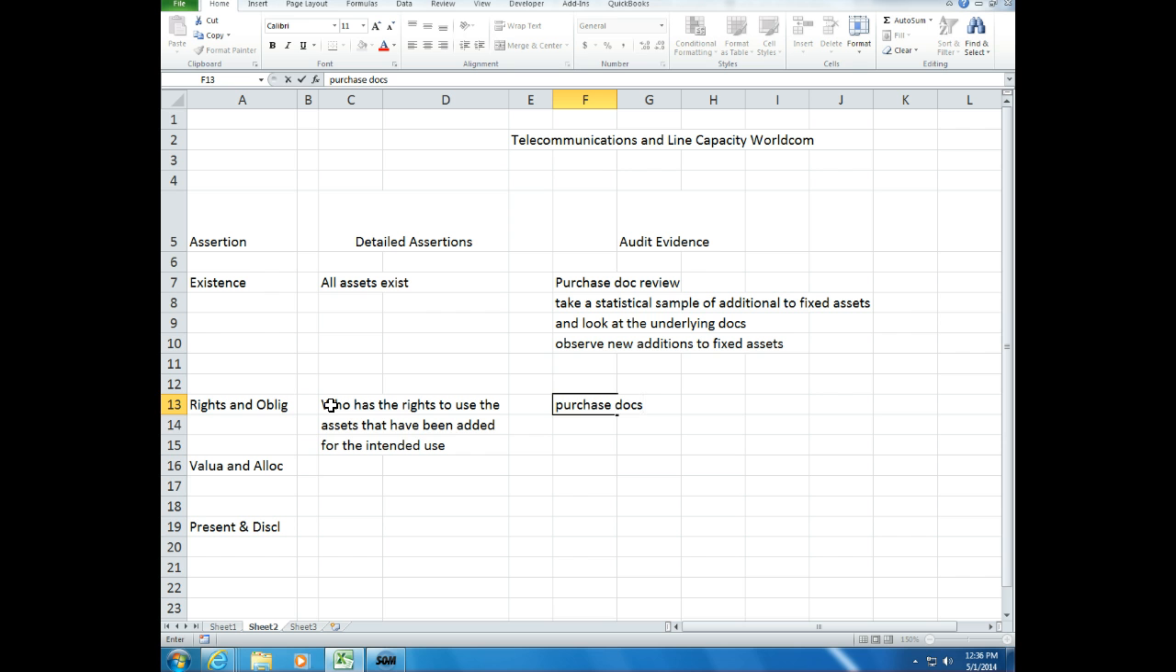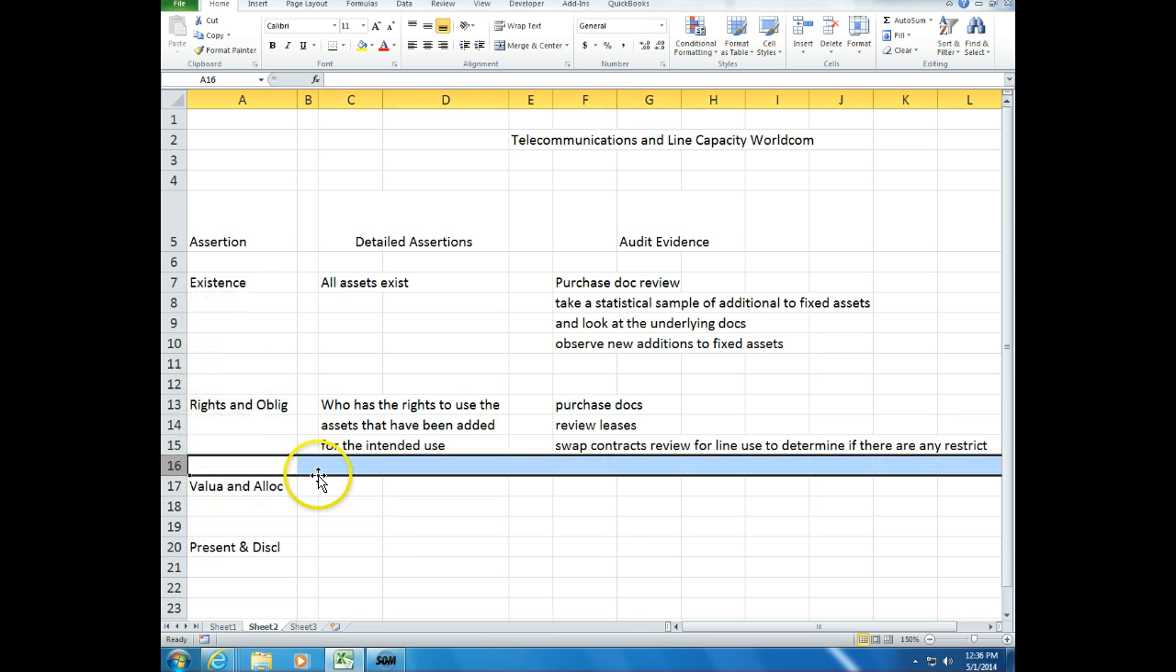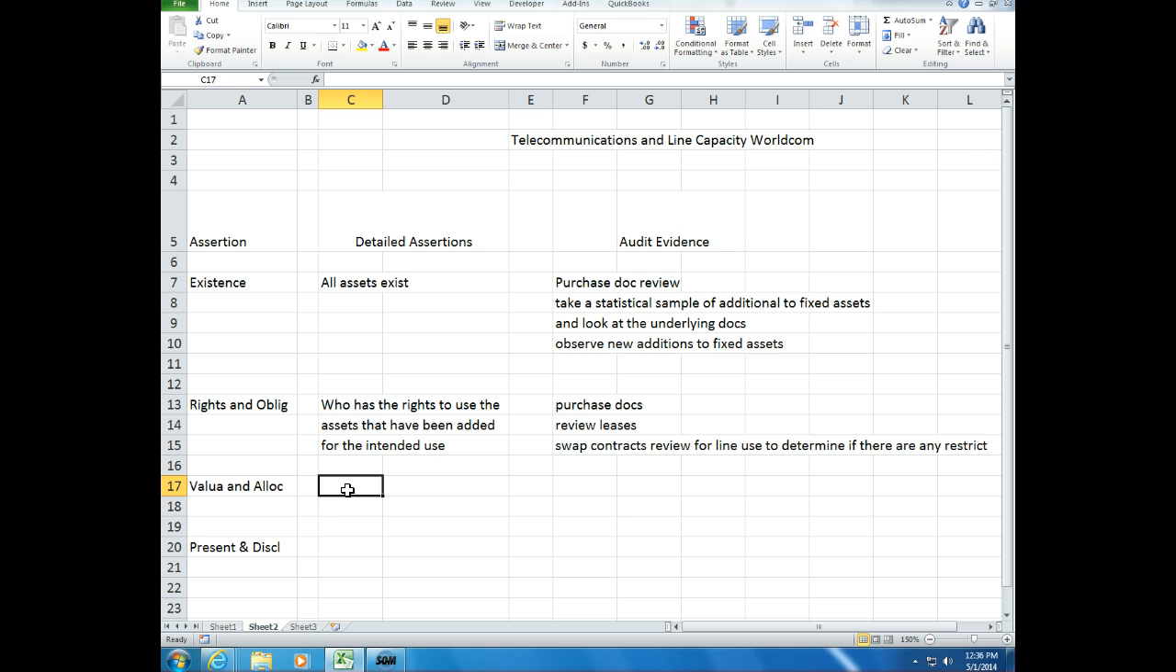And if we've got any leases, which I really don't want to get into, we would want to review leases to see what kind of leases they are. And then we would also review those swap contracts, review for line use to determine if there are any restrictions. Okay? Make sense, guys? Is it kind of making sense?